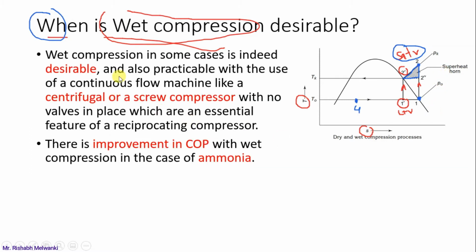Now we will talk about in which case dry compression is desirable and in which case wet compression is desirable. Here you observe wet compression is in some cases indeed desirable and also practicable with the use of a continuous flow machine like a centrifugal or a screw compressor. This type of compressor, especially the centrifugal compressor, is used for very large chillers. Chiller meaning central AC.